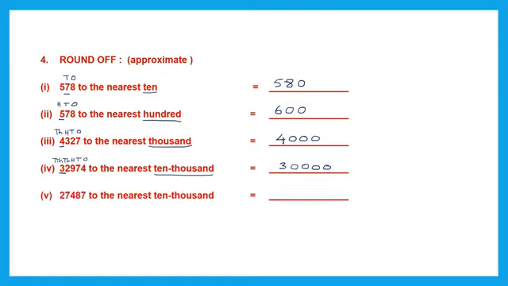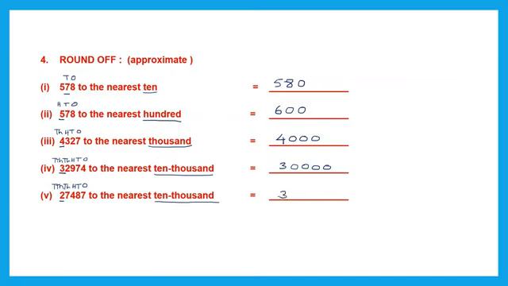Next one, 27,487 to the nearest 10,000 again. So look for the 10,000s place. Ones, tens, hundreds, thousands and 10,000s. So 2 is in the 10,000s place. Now look at the digit to its right. It's 7. It's more than 5. That means the underlined digit will change. 2 will now become 3.